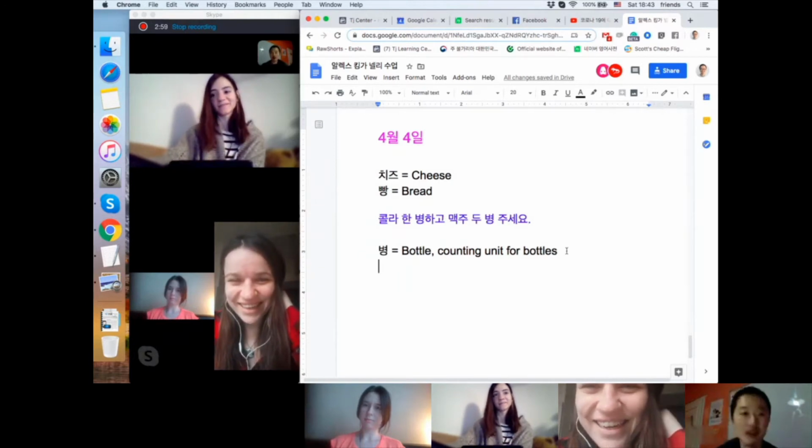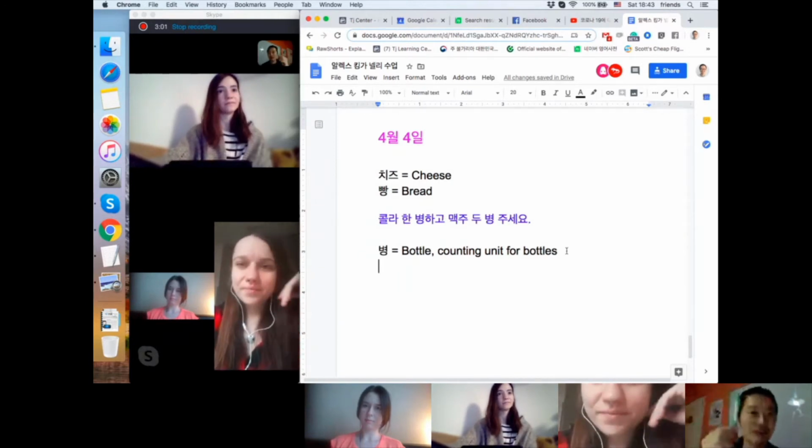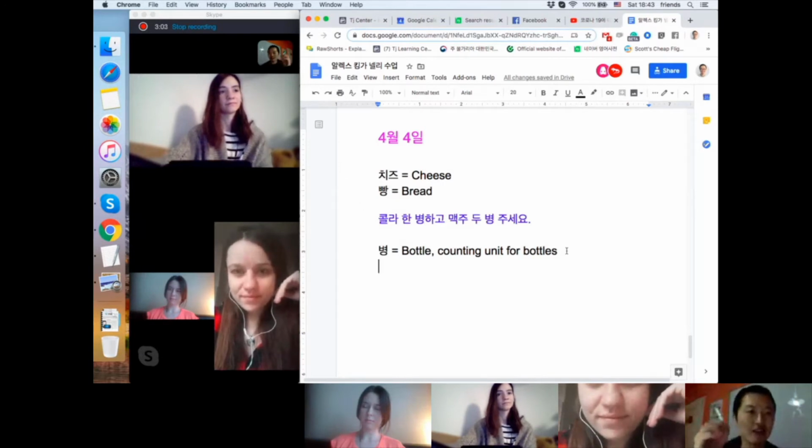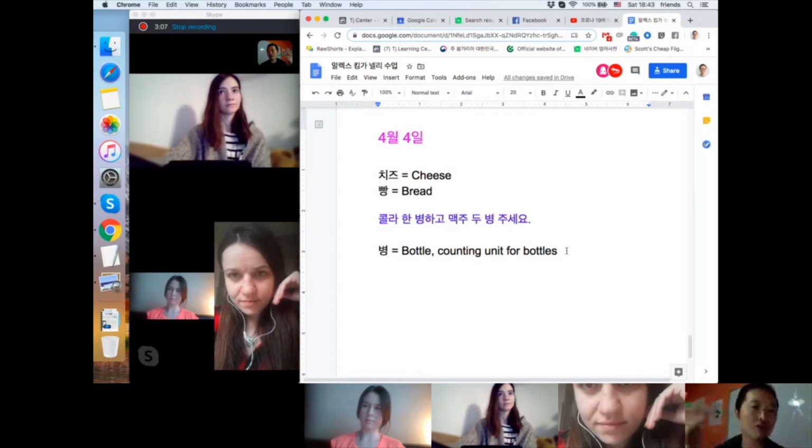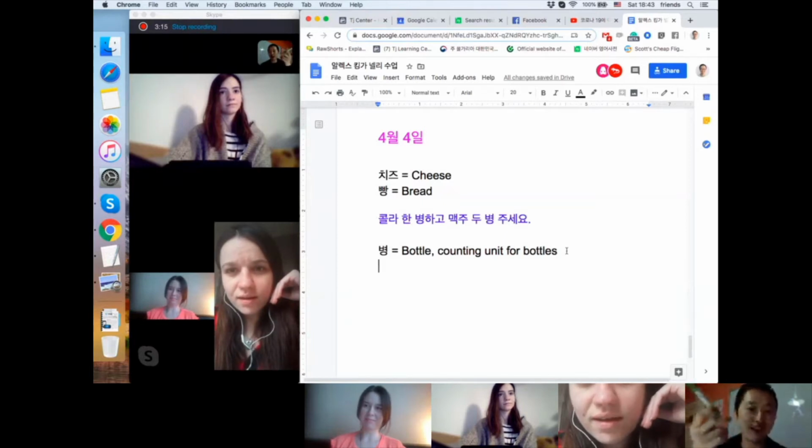For example, it's a pen, right? So do you guys in Bulgarian or in English or in Polish, do you guys have a counting unit for a pen? It's just a pen. Right? When you say just 1 pen or 2 pens, right? 3 pens, right? But in Korean, we have a unit.